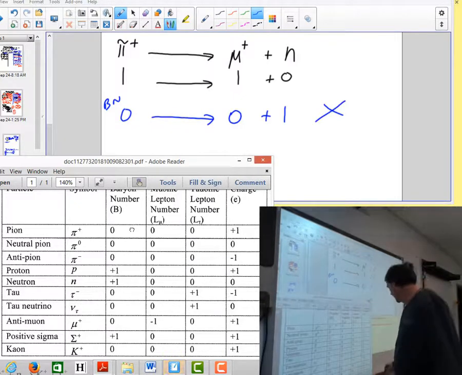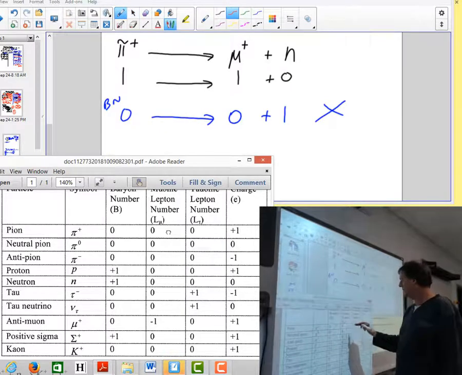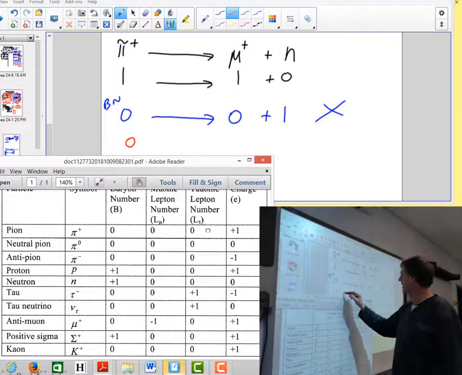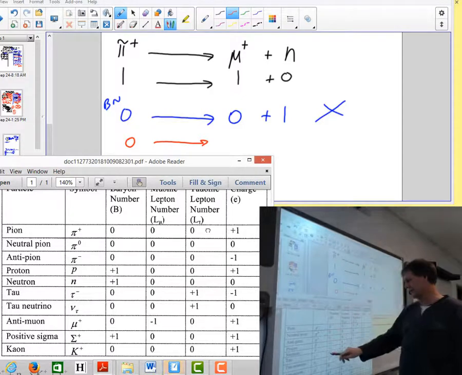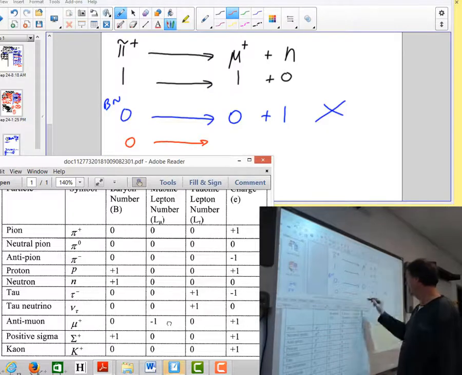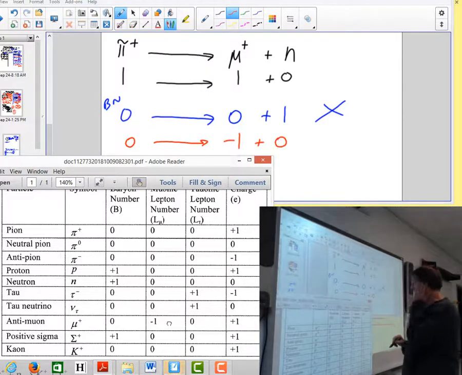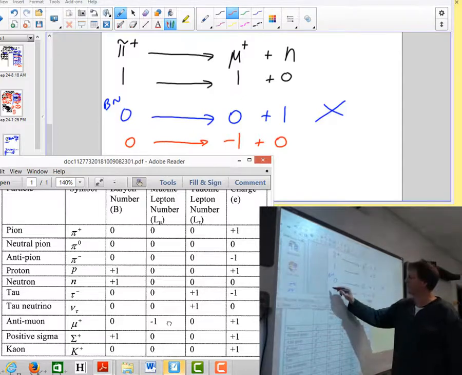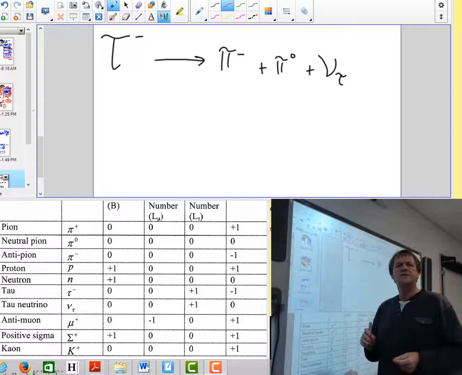You could check lepton number as well, by the way. Here you see the lepton numbers. The pion has a muonic lepton number of 0, a tauonic one of 0, and a lepton number of 0. If you check the other side, in terms of lepton number, the muon plus particle, the anti-muon, would actually be -1 muonic lepton number, plus 0. So in actual fact, that wouldn't be conserved either. The lepton number wouldn't be conserved on this one, because it's going from 0 to a total of -1.